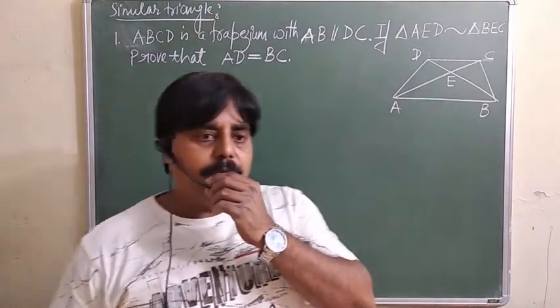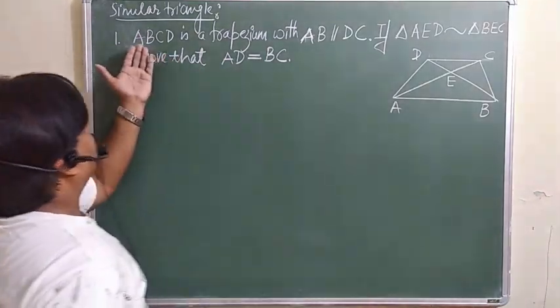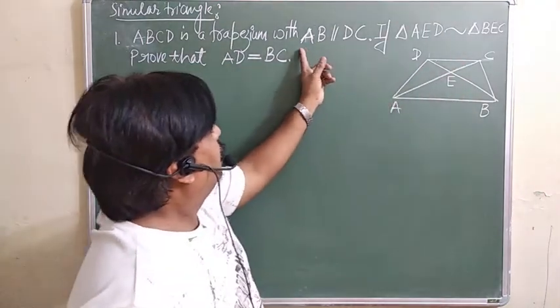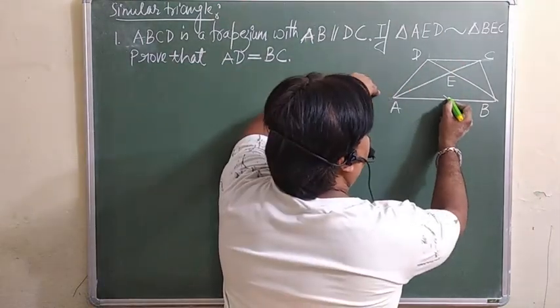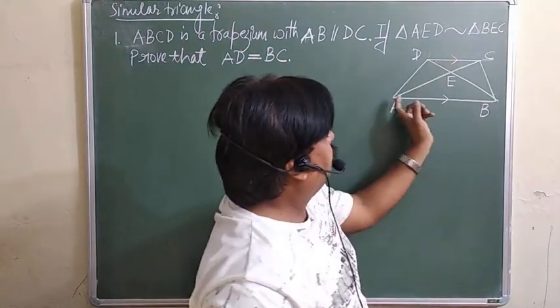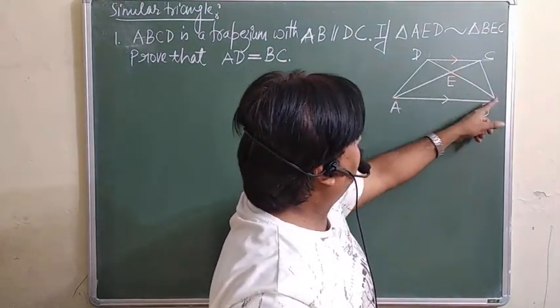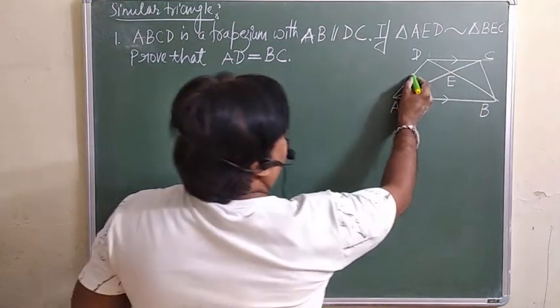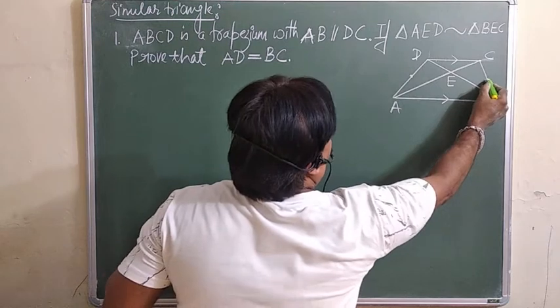Hello everybody. The question is: ABCD is a trapezium. AB is parallel to DC. This side is already given parallel to this one. Another piece of information is given: triangle AED is similar to triangle BEC. We are supposed to prove that this side AD will be equal to BC.